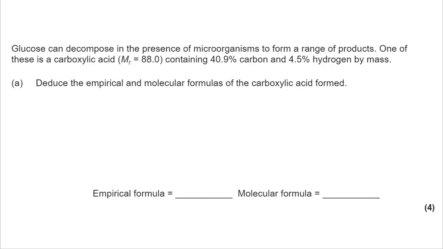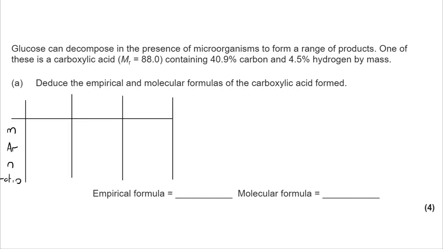In A, we have got glucose decomposing in the presence of microorganisms to form a range of products, and we're given some percentage values by mass of carbon and hydrogen. But it is a carboxylic acid, so we need to deduce the empirical and molecular formula of the carboxylic acid formed. Now, for empirical formula, I'm always going to recommend the table with the mass, the atomic mass, the number of moles, and the mole ratio.